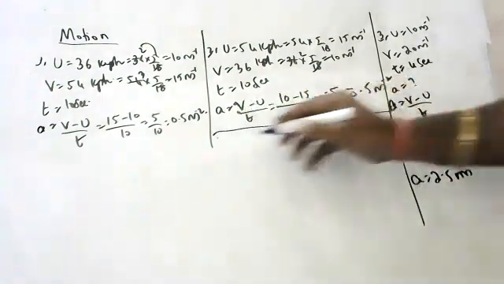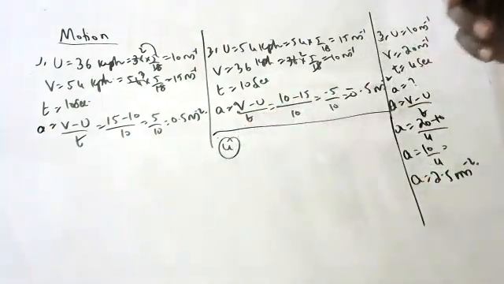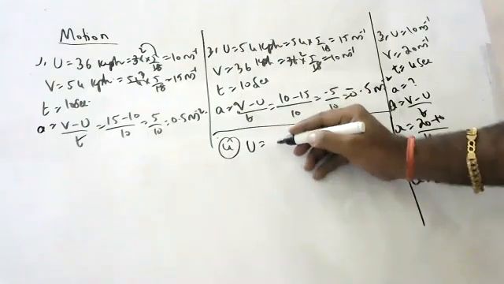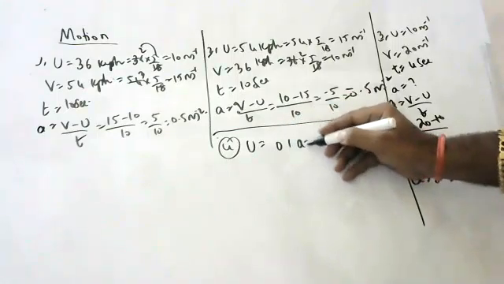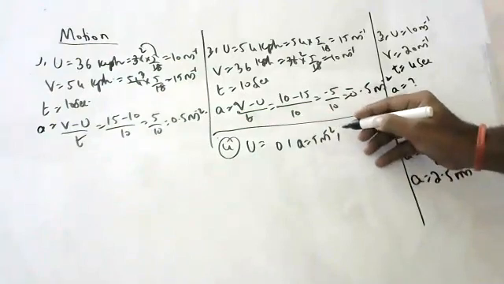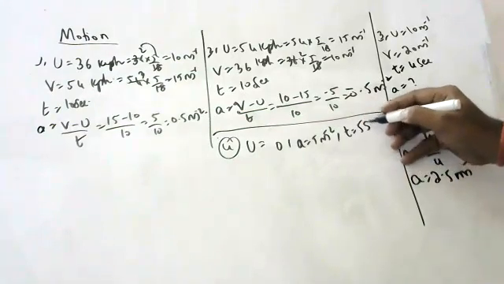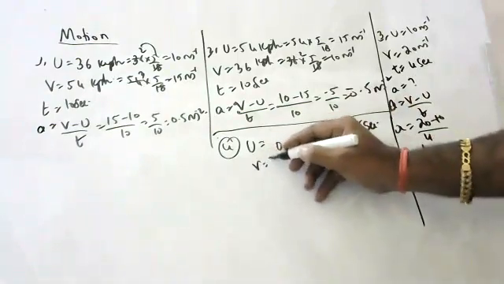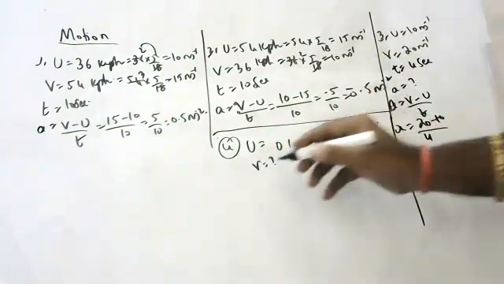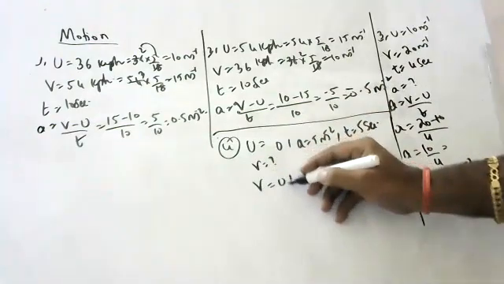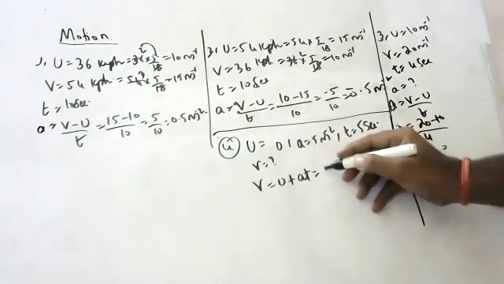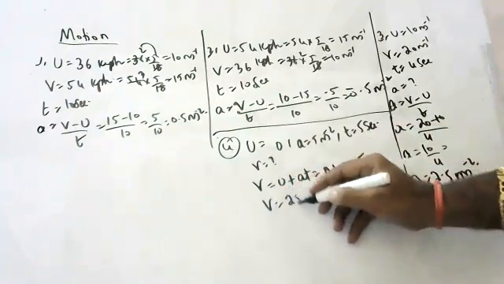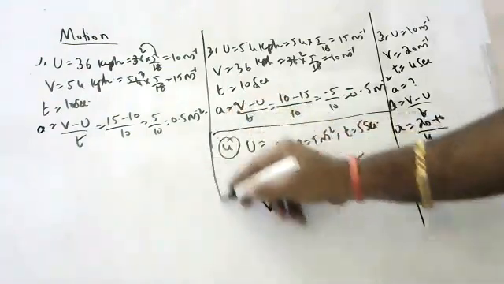Next question. Hansika, are you there? Yes, sir. A train starts from rest, so initial velocity is 0. It accelerates at the rate of 5 meter per second square for 5 seconds. Calculate the final velocity in 5 seconds. Same formula. Yes, sir. V is equal to u plus at. V is equal to 0 plus 5 into 5, V is equal to 25 meters per second.